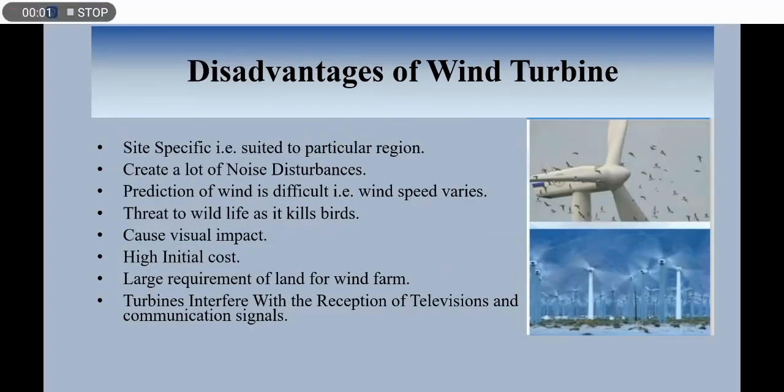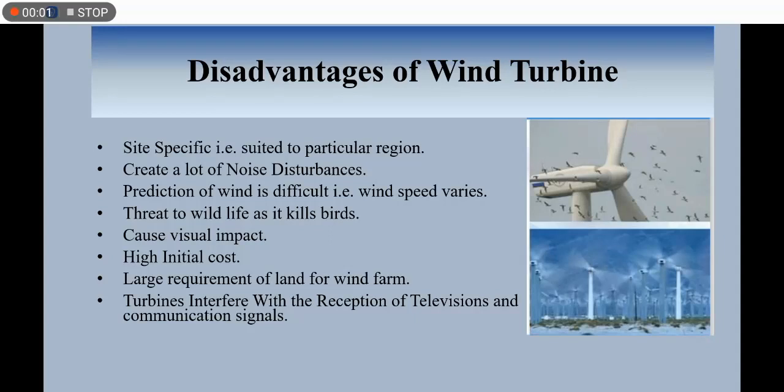So here are some disadvantages of wind turbines, which include that they threaten wildlife like birds. It kills birds when it is operating. It also causes visual impact. It is also expensive. It also causes disturbance in television and communication signals. It is also site specific, suited only to particular regions, and creates a lot of noise disturbance.